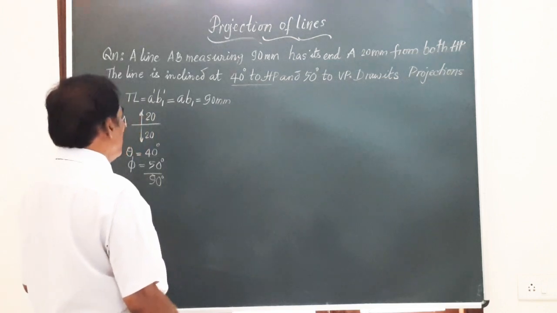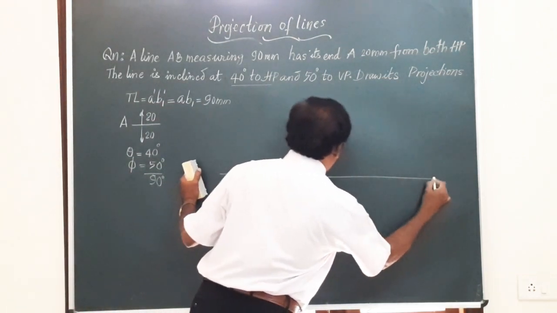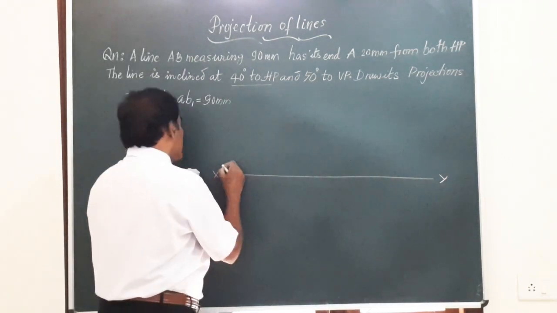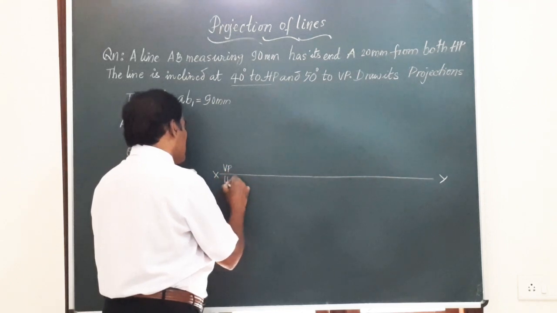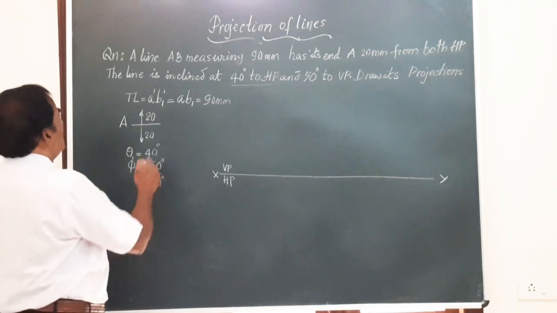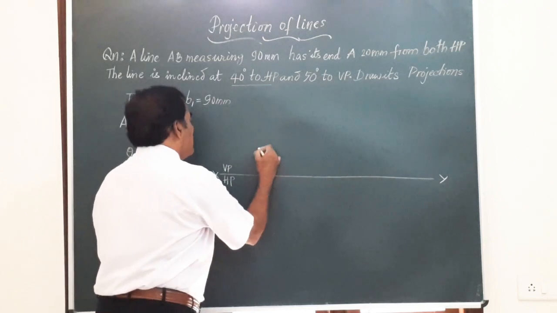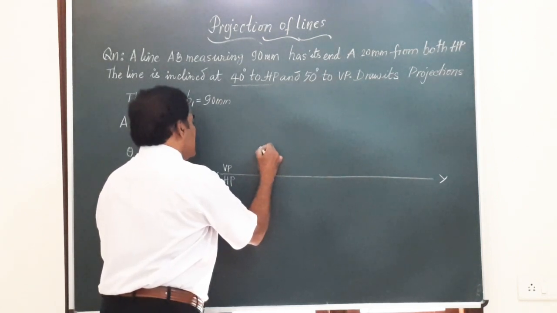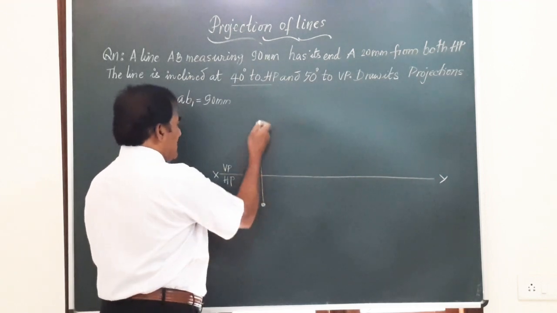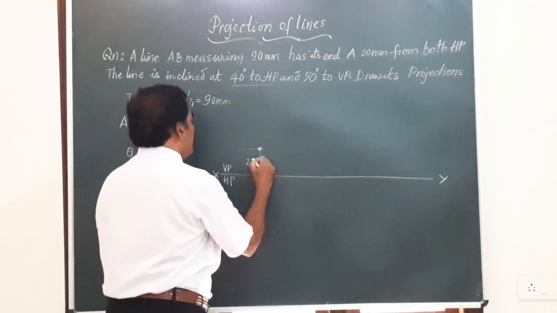Friends, let us start the problem by drawing the XY line, the line of intersection of VP and HP, and mark VP and HP to indicate first angle projection. We have marked this. Let's start this solution by locating this end A. The end A of the line is 20 mm from both HP and VP. Friends, I just mark a point here and another point on the other end. This is an end projector. These are having a distance of 20 mm.